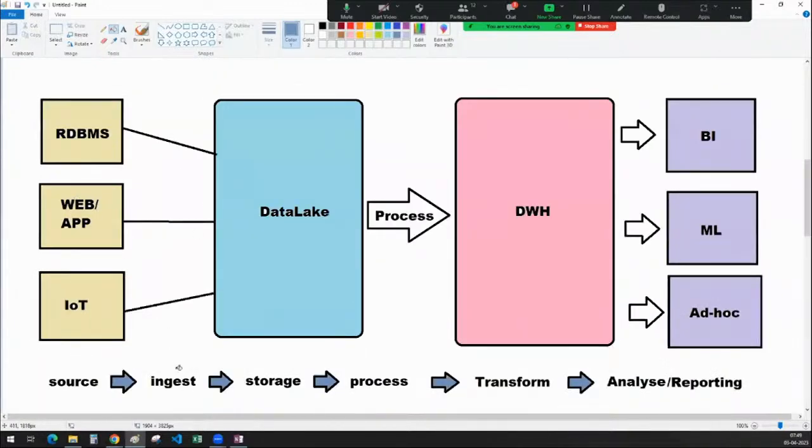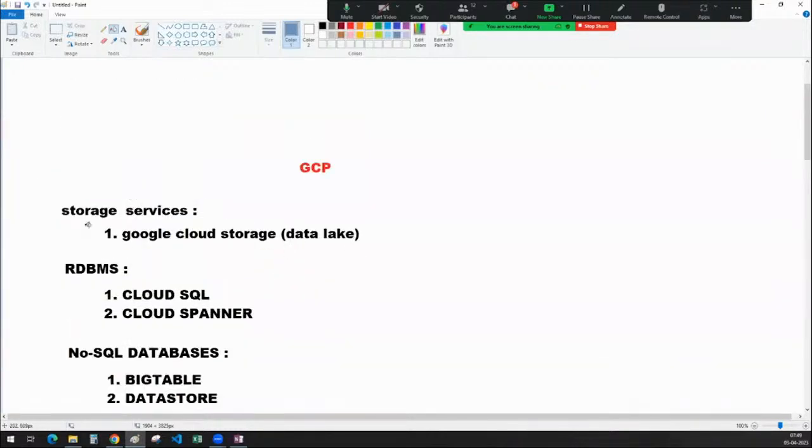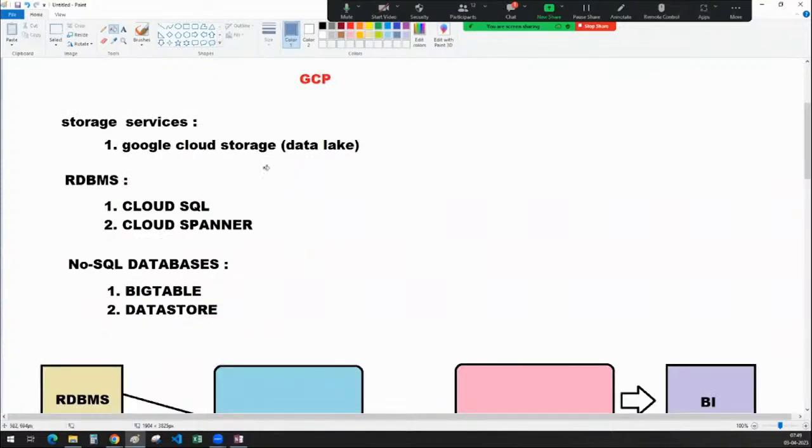Okay. Sir, for ingestion purposes, what are the tools that we are using? There are plenty of tools for ingestion. People are using Pub/Sub, people are using the Kafka connector. We are going to learn Pub/Sub, guys. Okay. What about the data lake, sir? As a data lake, we are learning Google Cloud Storage. In GCP, Google Cloud Storage is acting as a data lake.